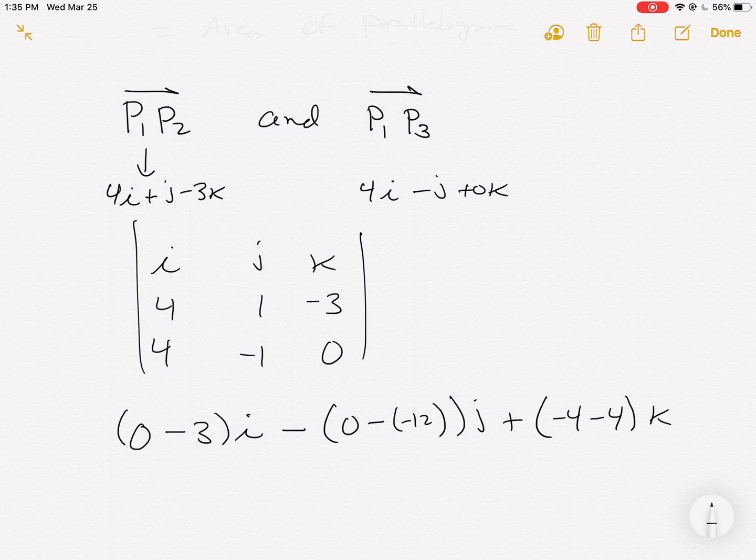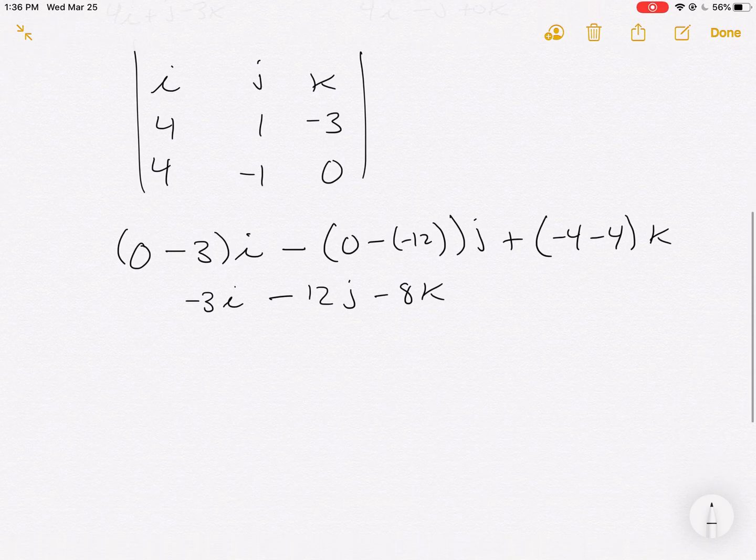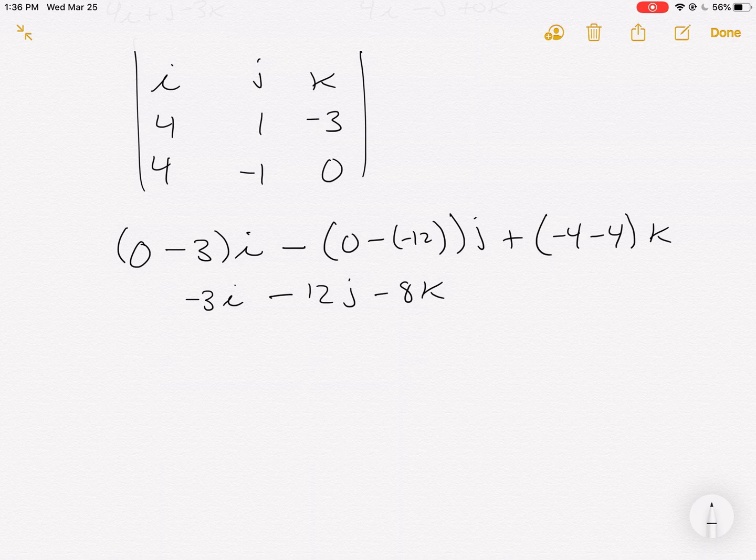And so what do we end up with? We end up with the cross product vector negative 3i, and two negatives make a positive, but then there's a third negative out there, minus 12j minus 8k. And so that's our cross vector, but that's not the area of the parallelogram. However, the magnitude of that cross product will be.